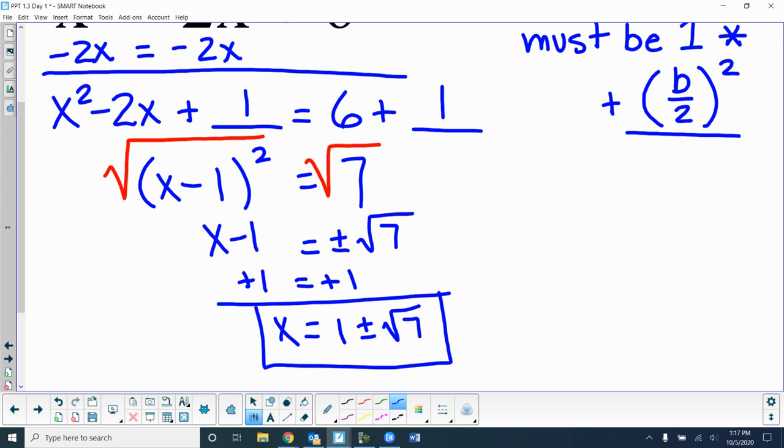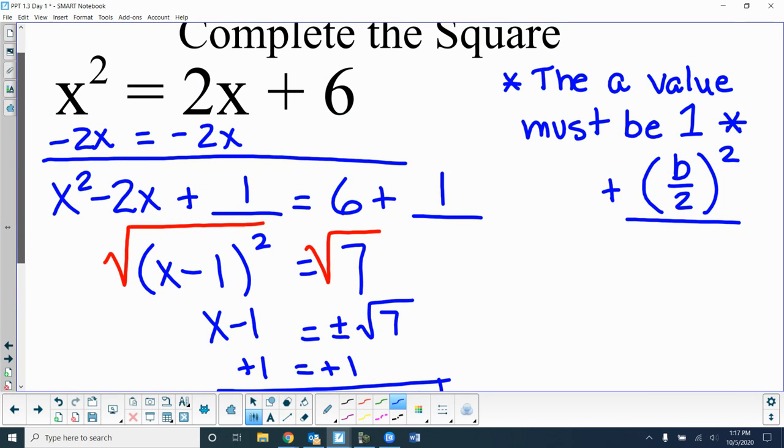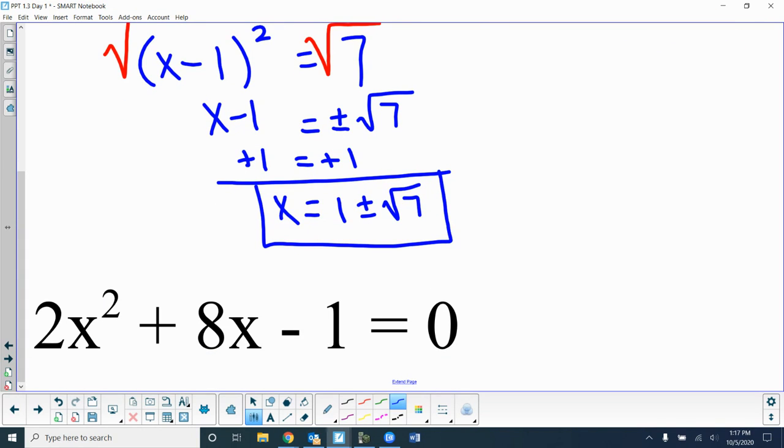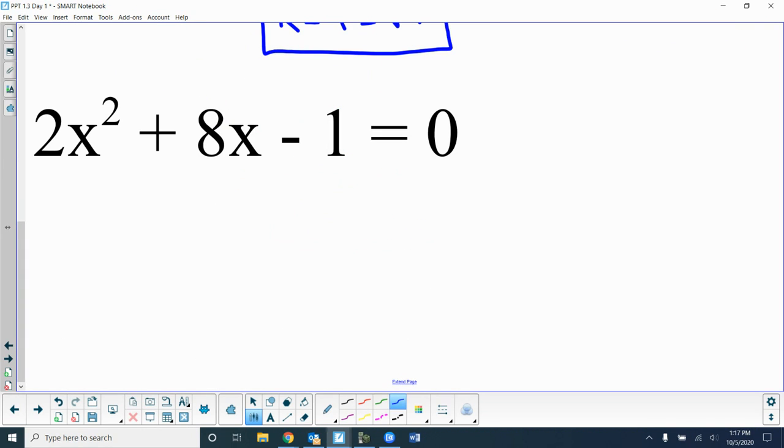So what do you got to make sure of before you can do this? All right, the a must be 1. So what do I got to do with this one then? Carter, what do I got to do first? What's the a value? 2x squared. It's a 2, right. Just the number in front. We only worry about the x. So how do I turn that into a 1? Just divide by 2. Whatever that number is, if it's not already a 1, divide everything by that number.